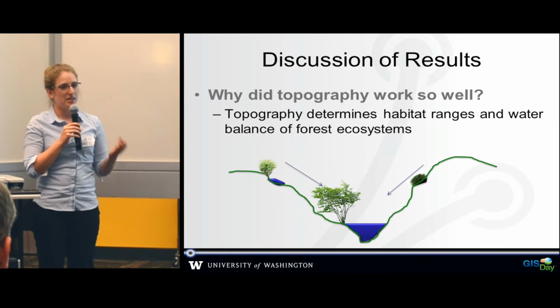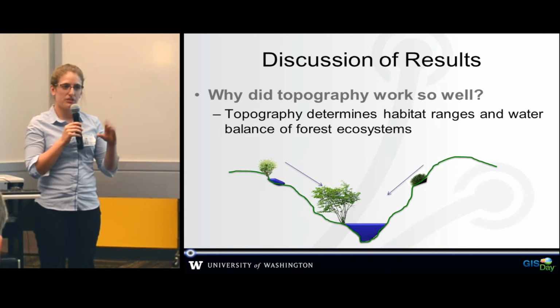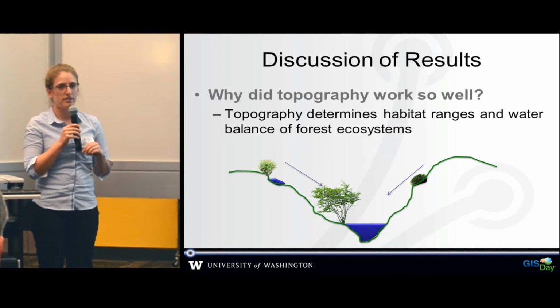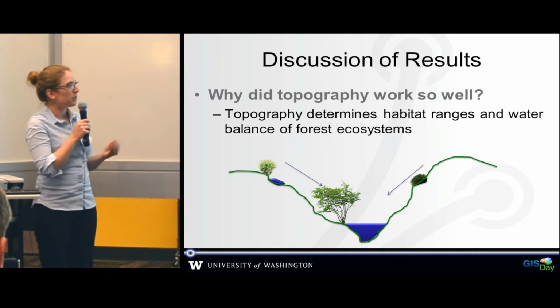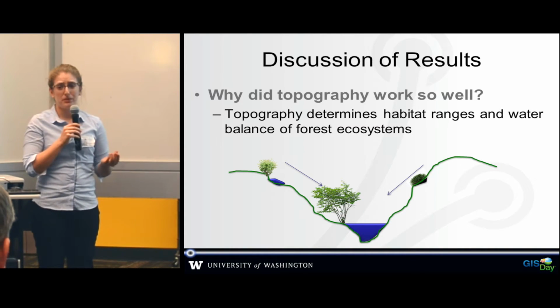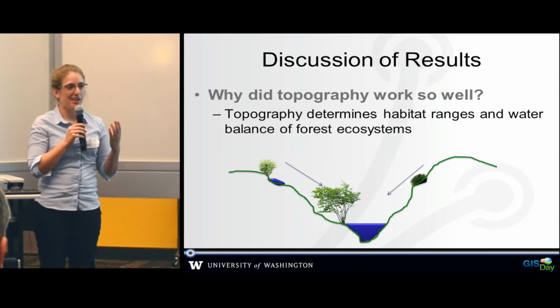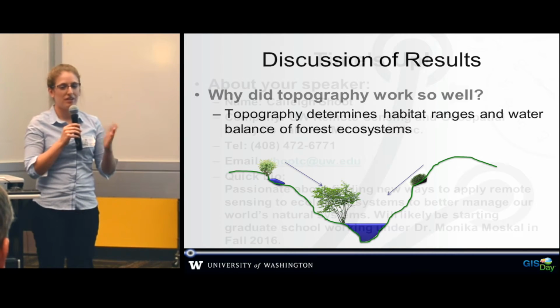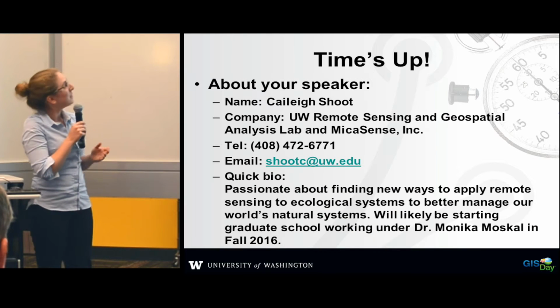And then topography, it worked really well. You could see that it was just kind of slightly over-predicting in the areas that the shrubs already were. But we already know that topography is a really great predictor for where shrubs are because it kind of controls the water balance and everything in the forest system. And that's it.